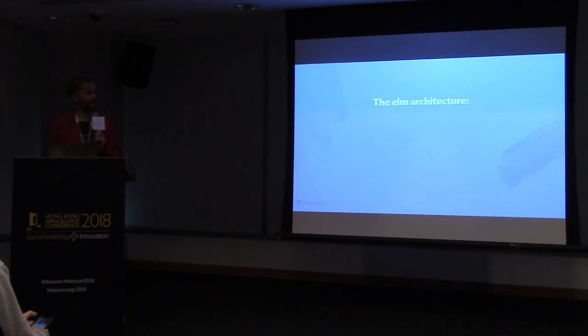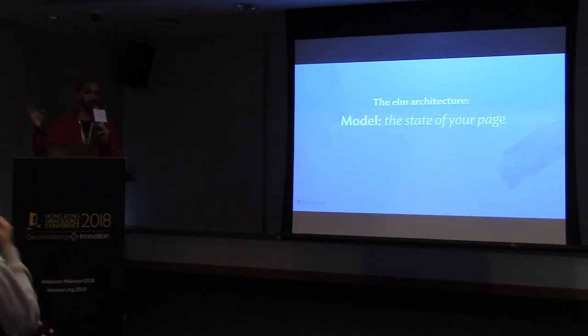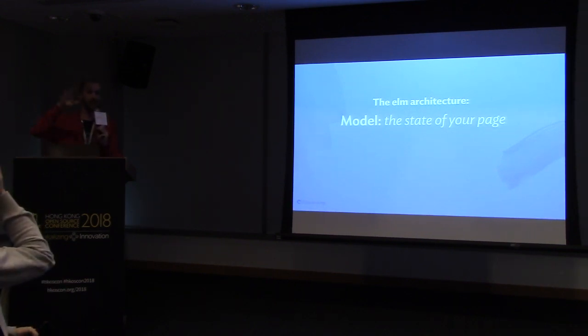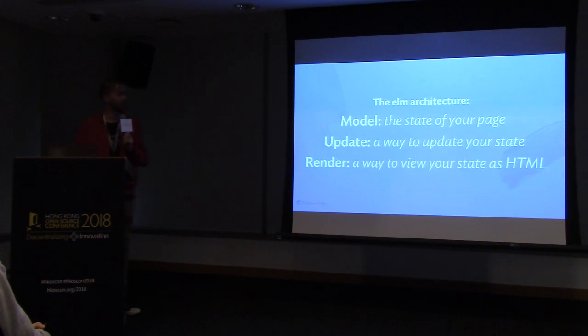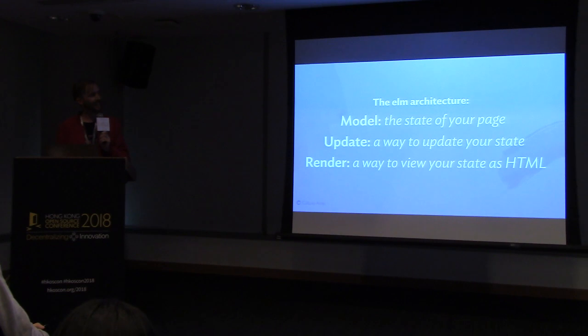And the Elm architecture is really cool. Basically, you have your model, which is the state of your page. So in a to-do list, you might have your list of to-dos and their completed status. You have an update function, which is a way to add a new to-do item, to delete one, to toggle one, to change the wording of one. And then you have a render, a way to get HTML out of it. The Elm architecture is really simple and really well suited to front-end web development. If you're doing front-end, this is a great way to think about your app.